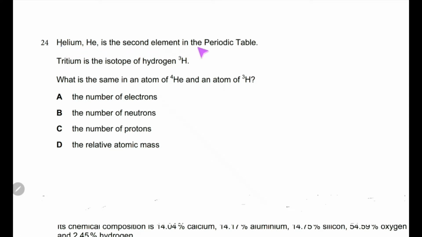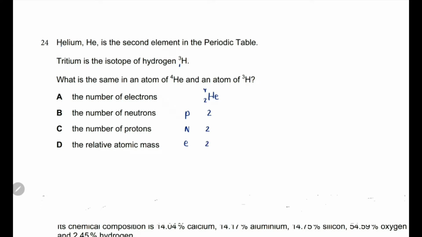Helium, He, is the second element in the periodic table. Tritium is the isotope of hydrogen, having a mass number of 3 and atomic number 1. What is the same in an atom of helium and an atom of hydrogen, that is tritium? The number of electrons, number of neutrons, number of protons, or the relative atomic mass. Let's see what is similar. This is helium, having mass number 4 and atomic number 2. Counting protons, 2 shows it has 2 protons. Counting neutrons, 4 minus 2 becomes 2 neutrons, and electrons, it is neutral, so in a neutral atom, electrons and protons are equal, so there are 2 electrons.